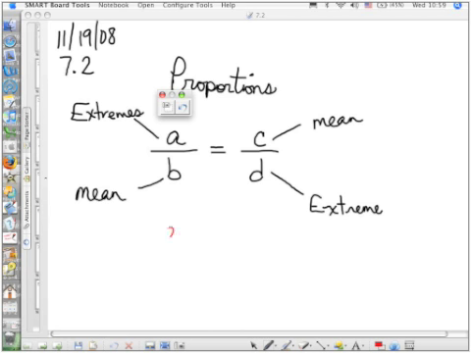For instance, A times D is equal to B times C. For the purpose of simply being able to identify the means and the extremes, I have them labeled. The extremes would be your very first letter that you write down and your very last, as you're writing A over B equals C over D. And the means are the two center ones, the two in the middle that you write down. Okay?